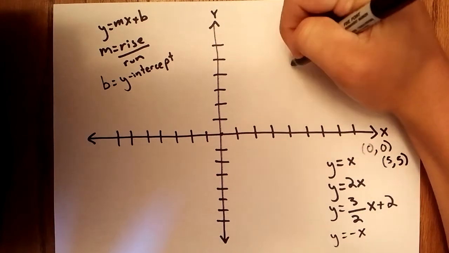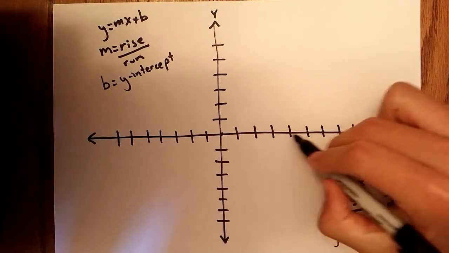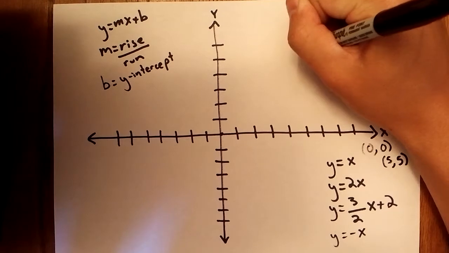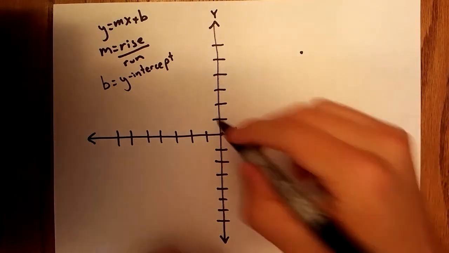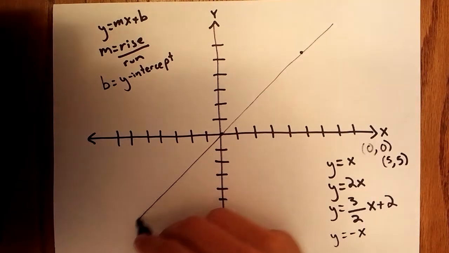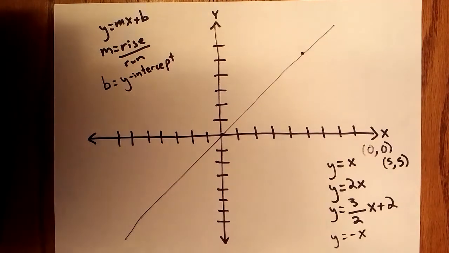So let's graph 5, 5 up here. 1, 2, 3, 4, 5. 1, 2, 3, 4, 5. So here is what y equals x looks like. And it goes all the way here for the negative side too.